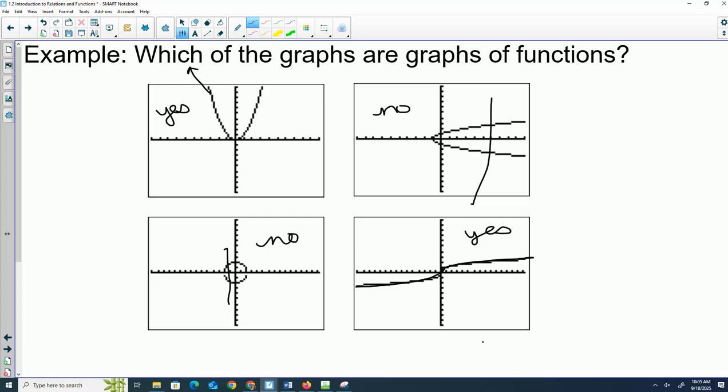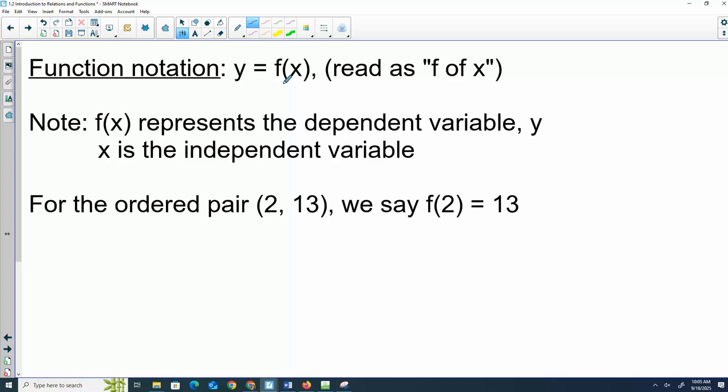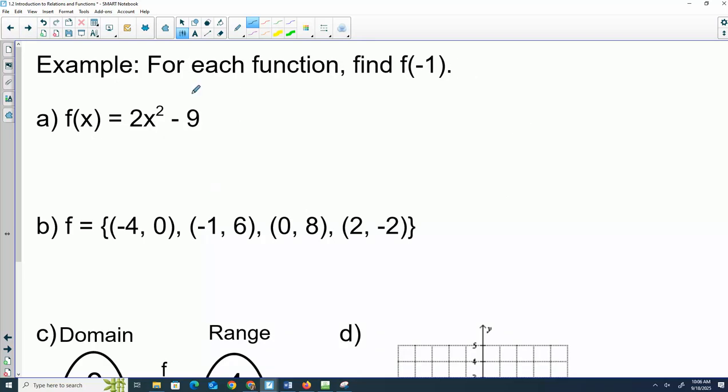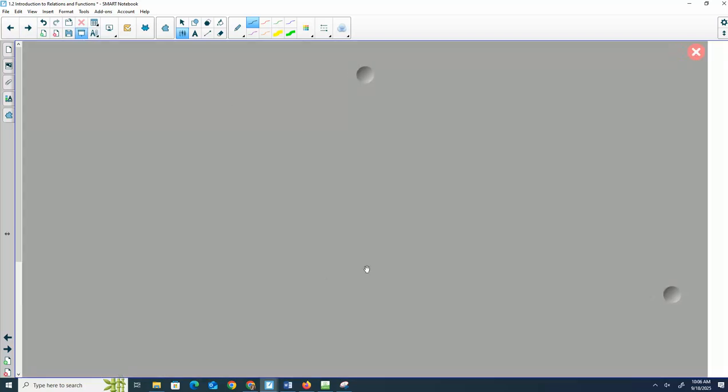All right, if something's a function, a lot of times we will see function notation. That's your f of x. That replaces the y. So if I had an ordered pair 2, 13, it means f of 2 equals 13. The number you plug in is x, the answer you get out is your y. So using that idea, let's evaluate each of these functions.